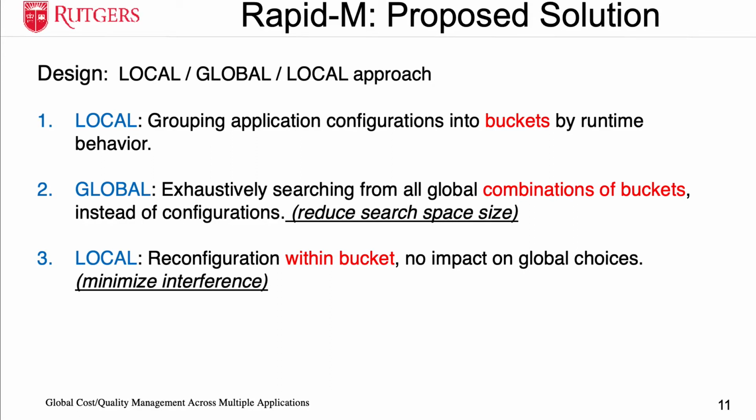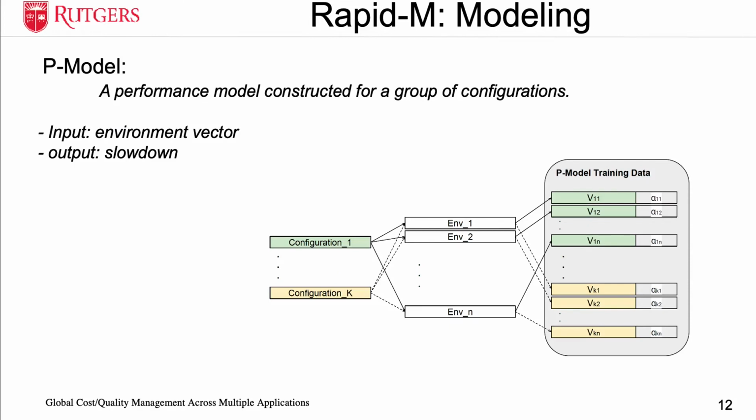In this solution, there are 2 key questions to be answered. First, how to determine the right number of buckets. Second, when iterating the bucket combinations, how to determine the optimality. To answer these questions, we'll introduce 2 key models in RAPID-M. The first model is the P model, P as in performance. It is used to predict the slowdown for an application when running under a configuration given the system footprint.